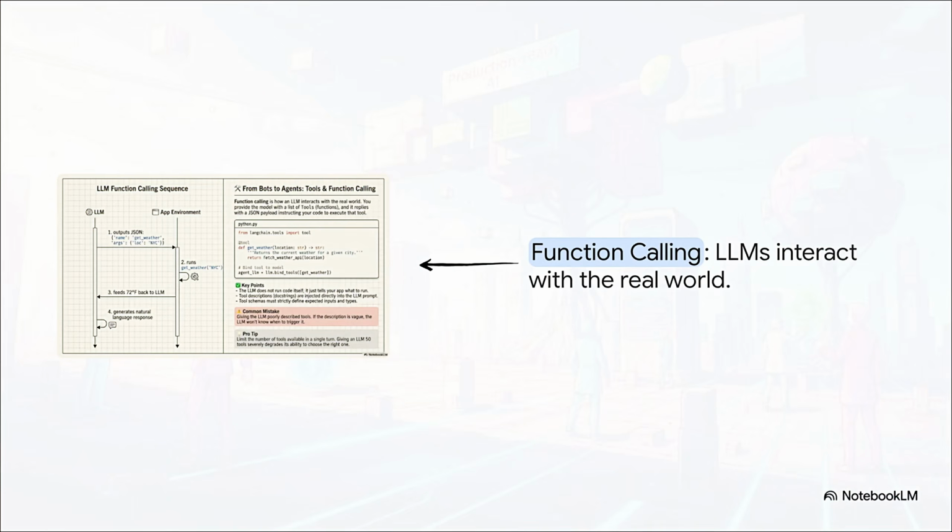So how does that action part actually happen? It's all through function calling. A big misconception is that the LLM is running your Python code. It's not. The LLM simply outputs a specifically formatted JSON payload that instructs your application environment to trigger a certain tool. Because of this, the LLM relies entirely on you writing crystal-clear tool schemas and docstrings, so it knows exactly what tools it has and how to use them.